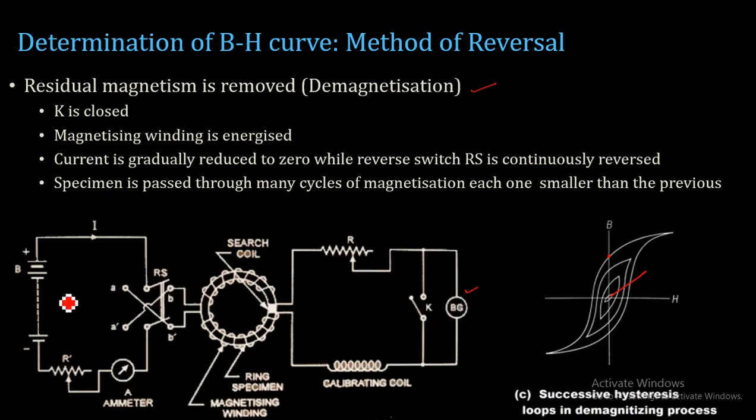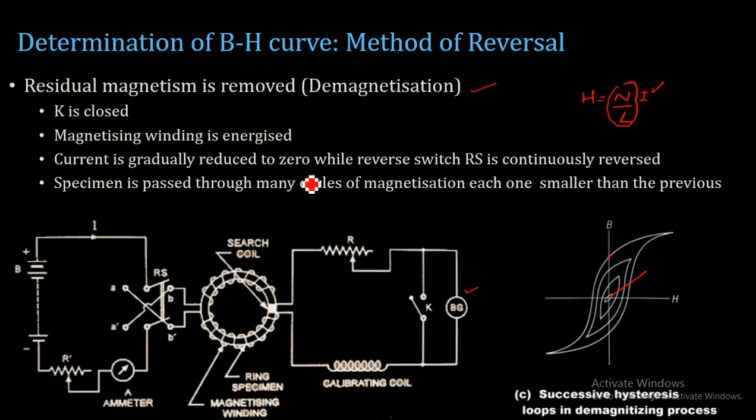Then your magnetizing winding is energized from this particular circuit, and you are applying a very large current, larger than the current that you generally use for the particular experiment, a large value of current. So you are increasing the value of current, and then you reduce the current gradually to zero, or H to zero. H is given by Ni by L, where N is the number of turns, L is the active length of the conductor that is here, and I is the current. So these two are constants once you wind it. Once you do the winding, N and L are constant, the only variable is I. So with the variation in I, your H also varies.